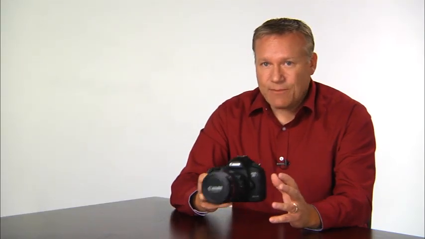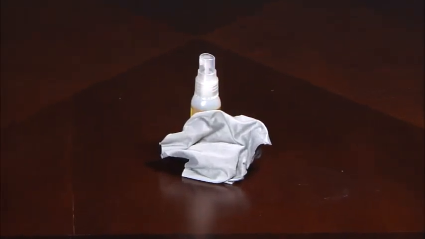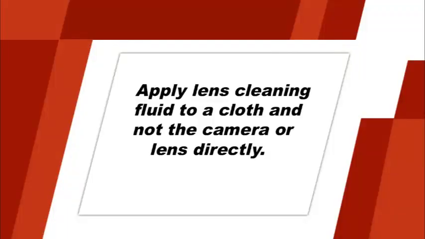If the camera has been used at a beach, you can dampen a cloth with distilled water to clean the camera body. After the blower tool has been used to remove any dust and lint, you can use a soft cloth with a small amount of lens cleaner to gently clean the lens, monitor, and viewfinder. When you're using lens cleaning fluid, be sure to apply the fluid to the cloth and not to the camera or lens directly.